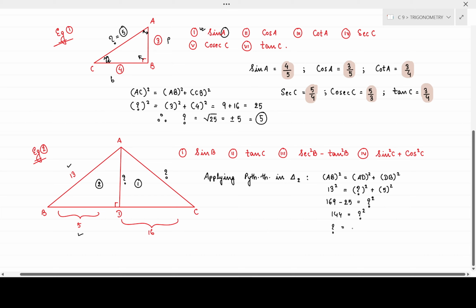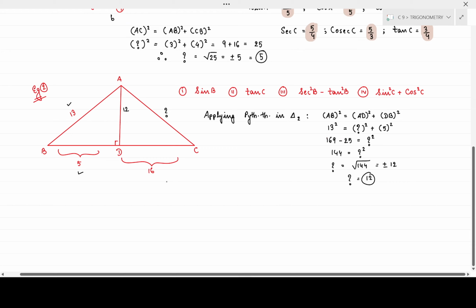So the value of question mark will be under root 144, and that is plus minus 12. But we will consider the value of question mark as positive 12 only because it is a dimension value. It must not be negative. So now we get this value as 12. Now let me remove these numbers because it will confuse you. Now in this triangle, what we observe in triangle ADC, two dimensions are known to us. We again need to apply Pythagoras theorem to find out the third dimension, that is AC.